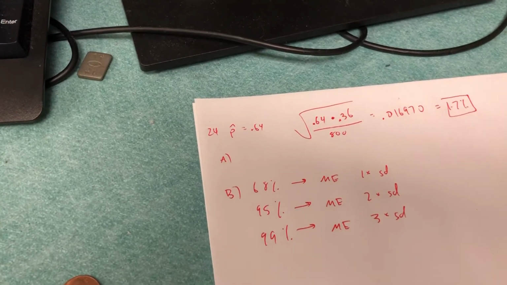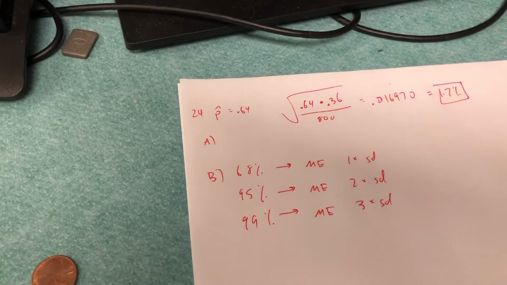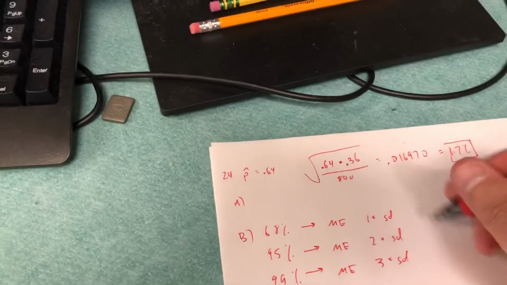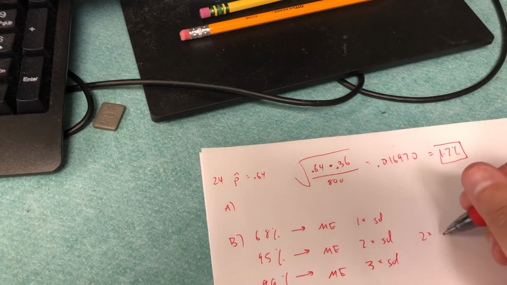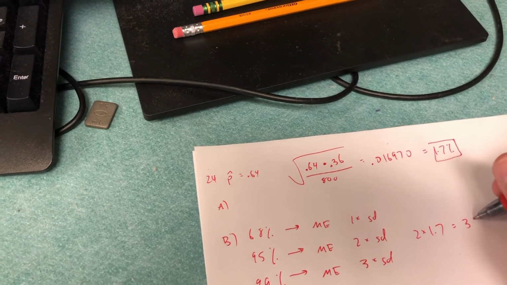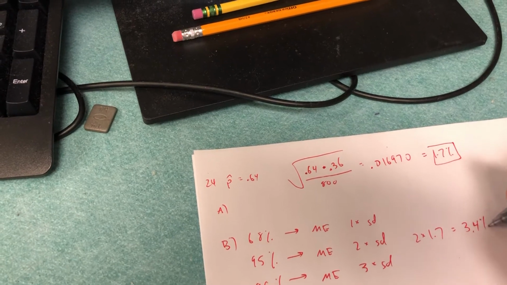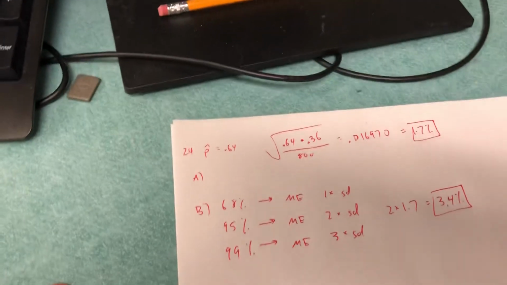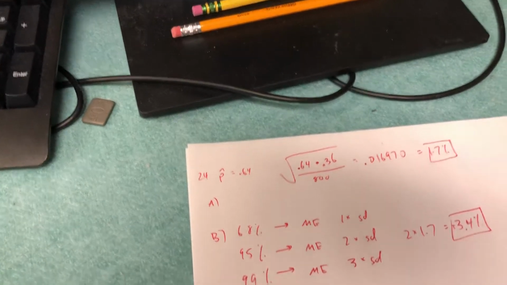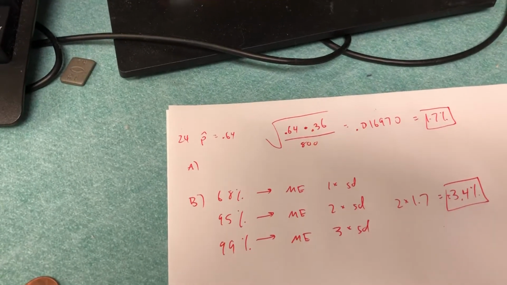So in this one here, we want a margin of error for 95% confidence, so we're going to take 2 times our standard deviation of 1.7, and that's going to be about 3.4%. So they just asked for the margin of error. Technically, I guess it's plus or minus 3.4%.